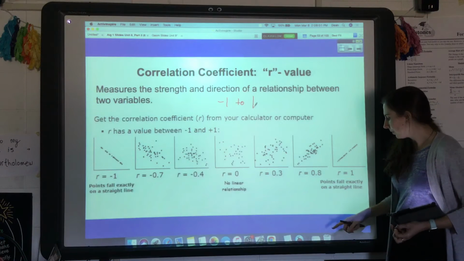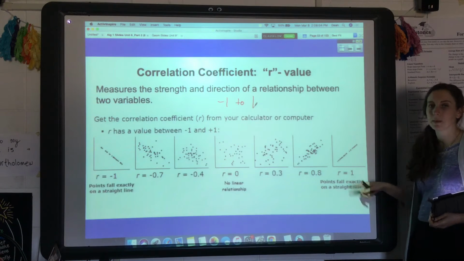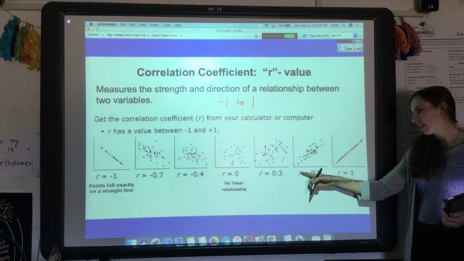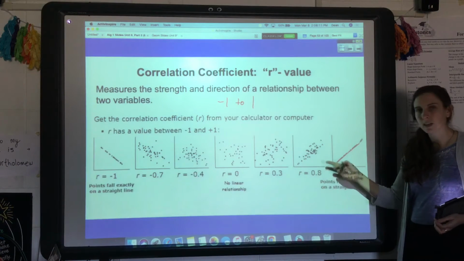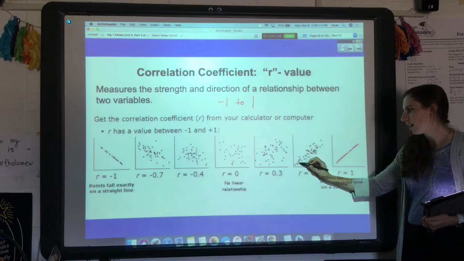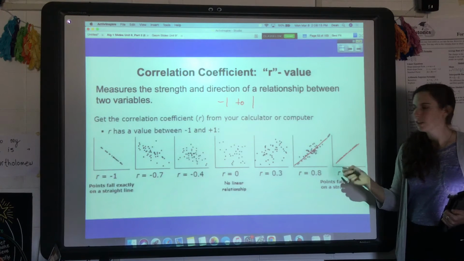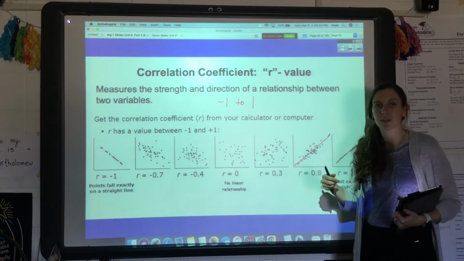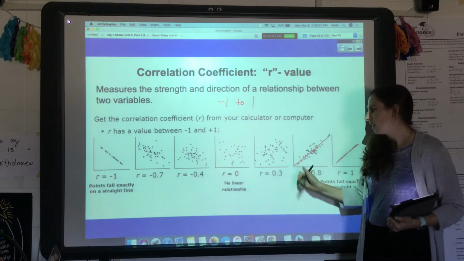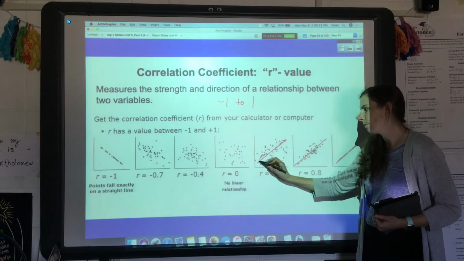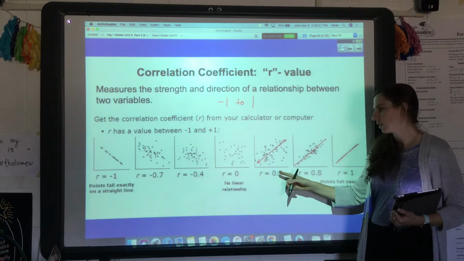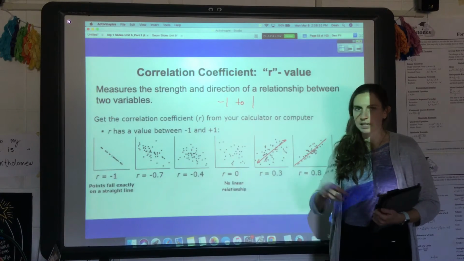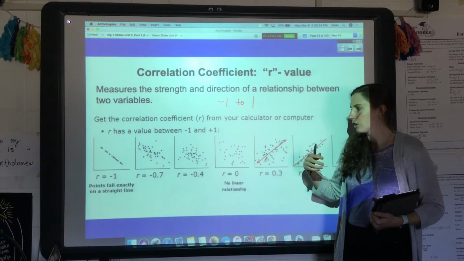For example, if you had an R value of +1, that means it's perfect. That means it's literally on the line. If you have an R value that's pretty close to 1, like 0.8 or 0.9, that means it's a positive relationship that's pretty strong, but it's not perfect. If you have an R value of like 0.3, that means it's pretty weak, but it's still a positive correlation. The closer this R value gets to 0, the weaker it is. And again, if it's perfectly 0, then there is no correlation.